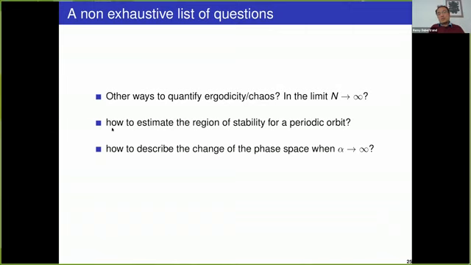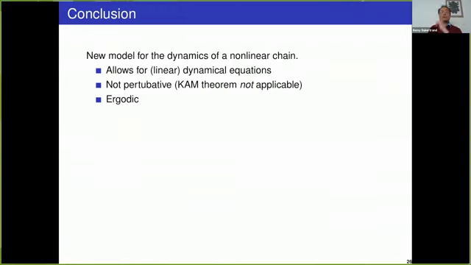Another question which could be very important, for example if you want to quantize the model, is to understand how to estimate the region of stability of a periodic orbit. And the thing that I wanted to mention really is how to describe the phase space when the parameter alpha, which is smoothing the wall, is sent to infinity. So that brings me to my conclusion.